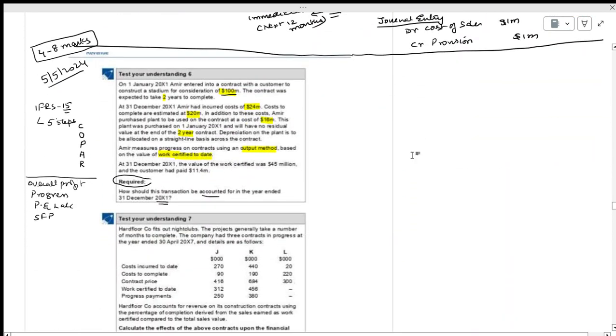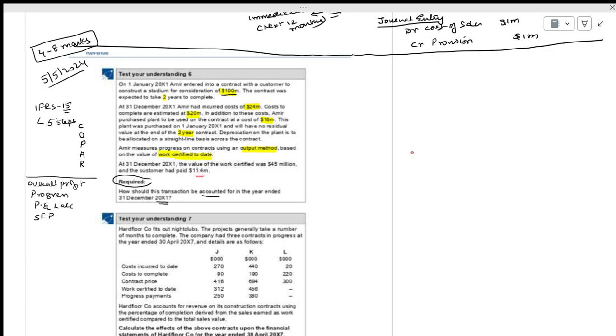Fine. Now, they have the value of the work certified at 45 million. Customer paid is how much? 11.4 million. This 11.4 million we will use where? We will use it in terms of current assets, in the contract assets.